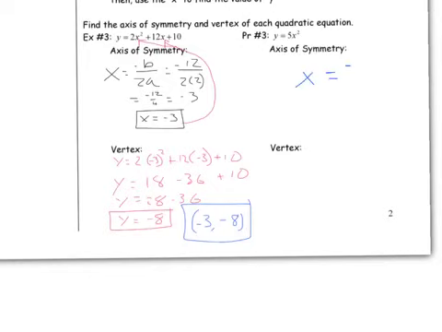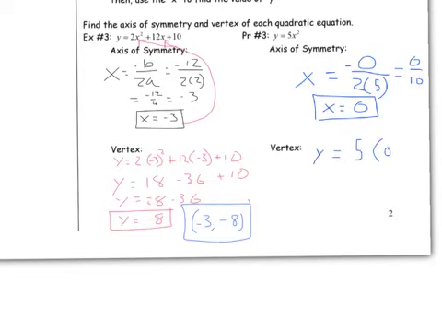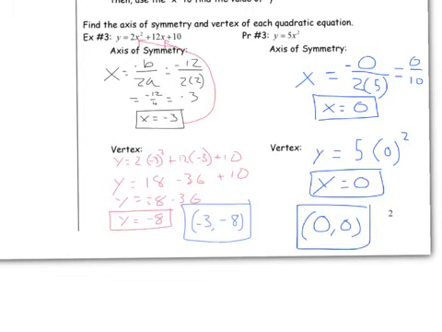Okay. Your b term is 0 over 2 times 5. Well, that's just 0 over 10, which is just 0. So that's your axis of symmetry. Plug that into your original equation, y equals 5 times 0 squared. 0 squared is 0, times 5 is still 0, so you get y equals 0. So your vertex here is at 0, 0. It's at the origin. And in fact, anytime you have an equation without a b and a c term, your vertex is going to be at the origin. Okay, let's go on to the next one.